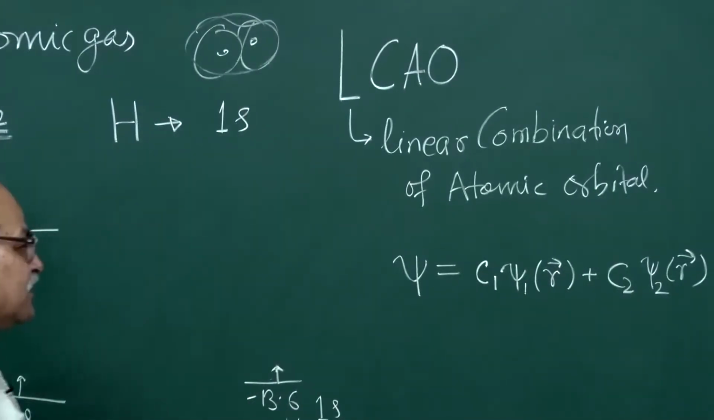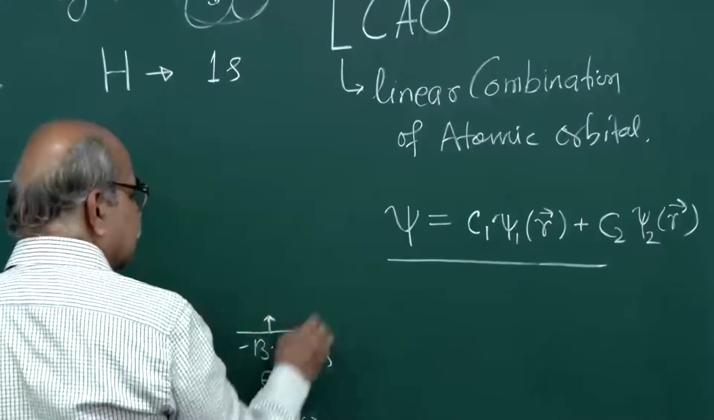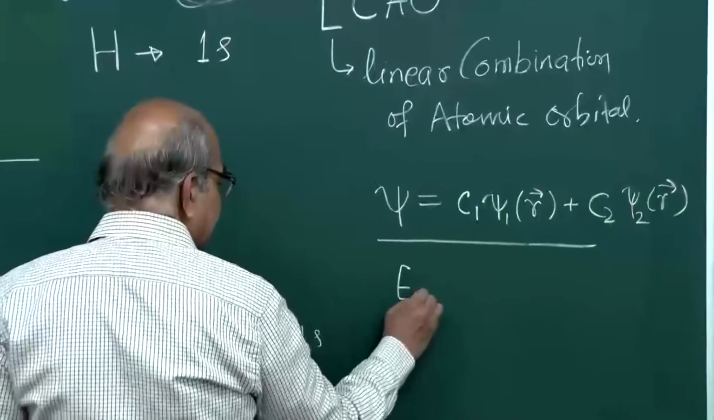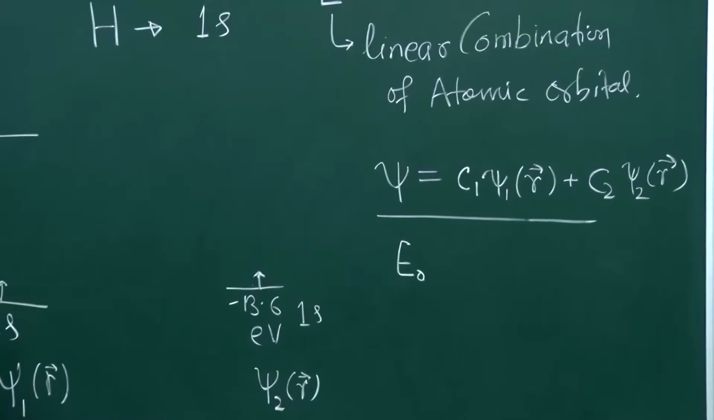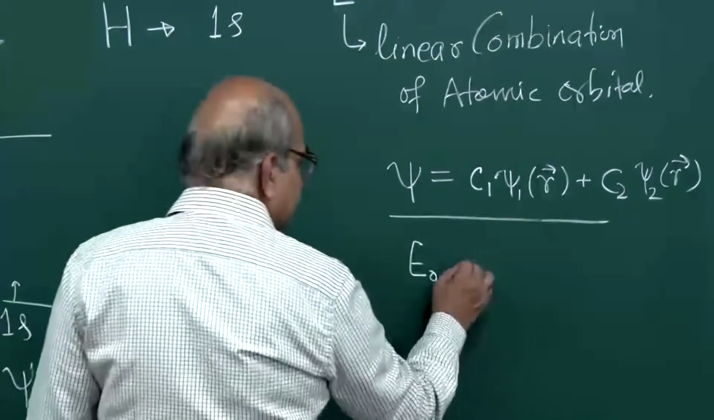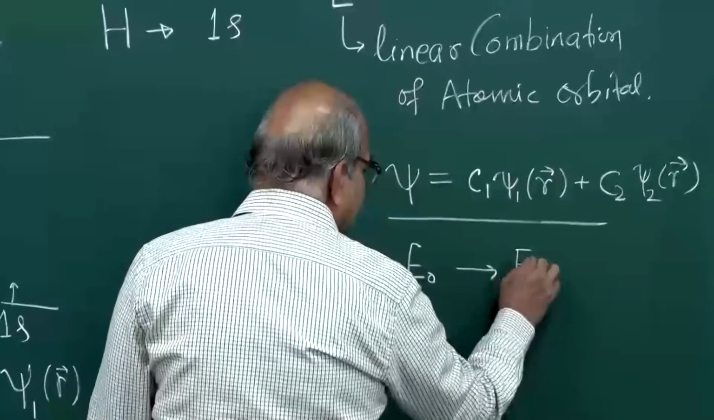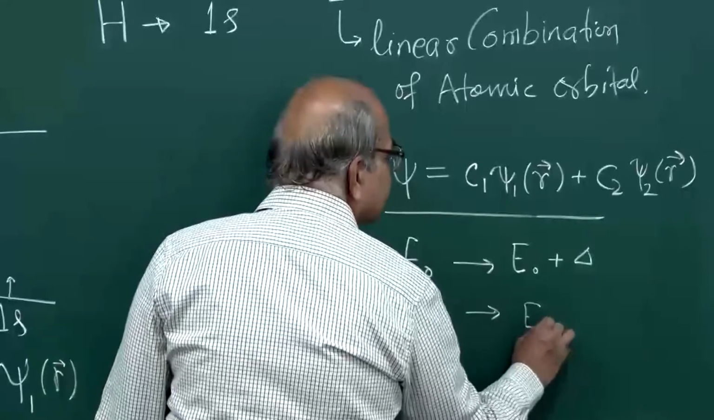And people find that if you do all these things, if the original energy is this E naught, original energy is E naught for each atom, minus 13.6 eV, you get for this interaction two possible energies, E naught plus delta and E naught minus delta.